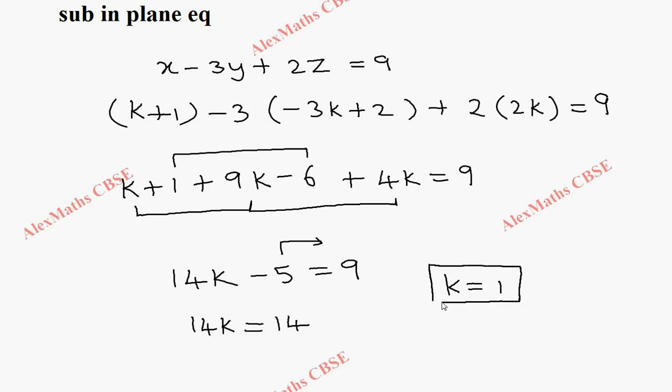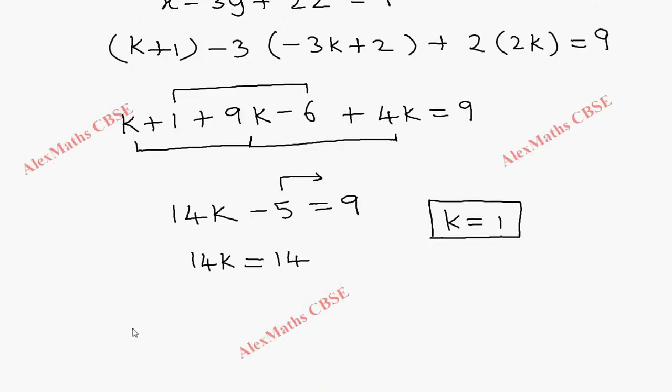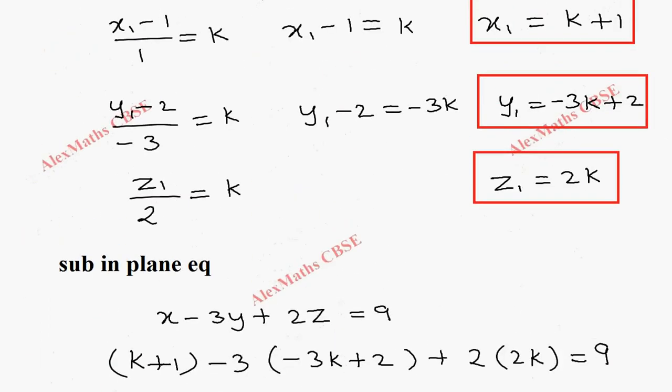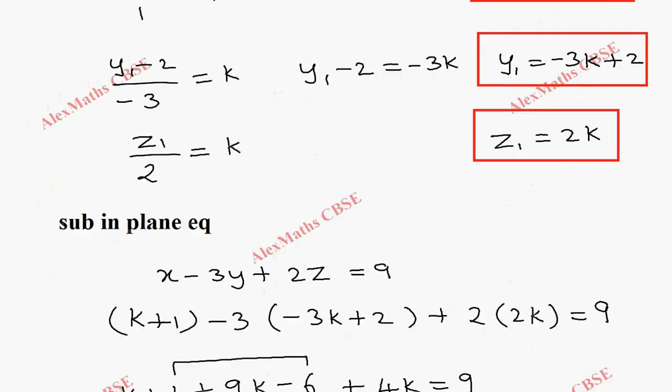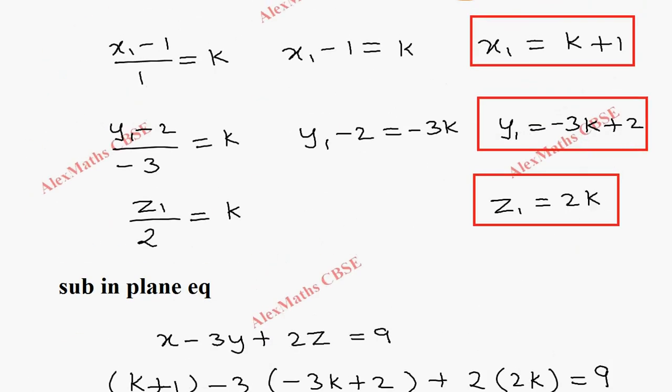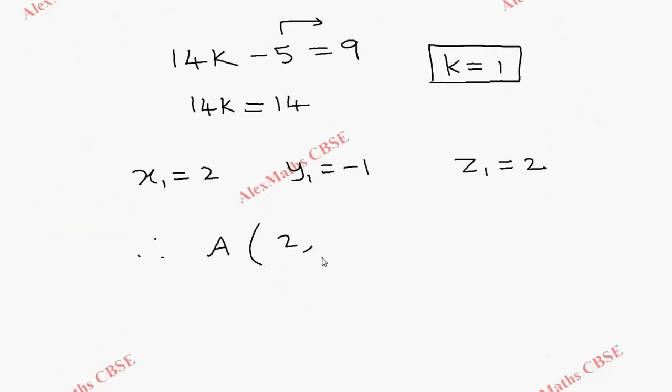When we substitute the value of k in x1, y1 and z1, we get the foot of the perpendicular. x1 is k plus 1, so it is 2. And y1 is minus 3k plus 2, so y1 will be minus 1. z1 is 2k, so when we substitute k as 1, it becomes 2. So the point A, which is the foot of the perpendicular, is 2, minus 1, 2.